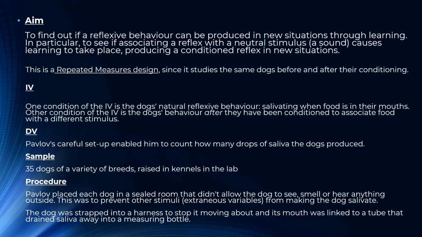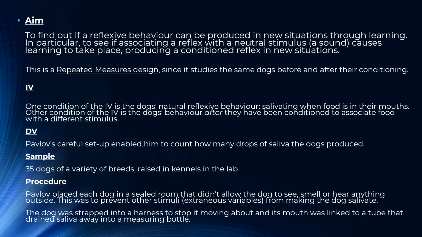Ultimately, the harness to prevent movement is where you would start to bring in a bit of task validity. No matter how much they were raised in a kennel in a lab, being strapped into a harness was not their normal kind of activity. So you've got the task validity evaluation in there. Just remember that when you're looking at either ecological or task validity for the participants in Pavlov's research.